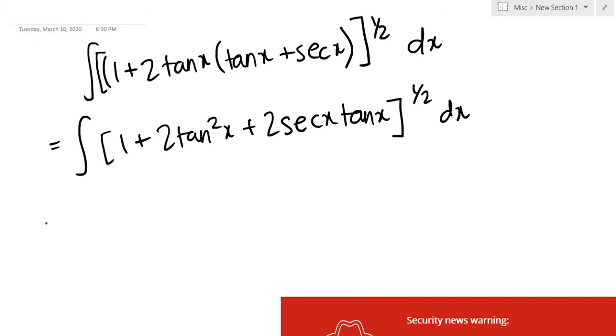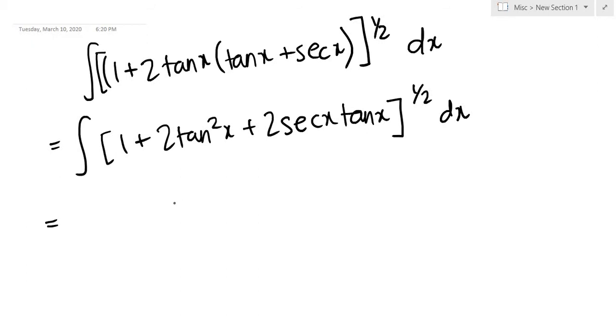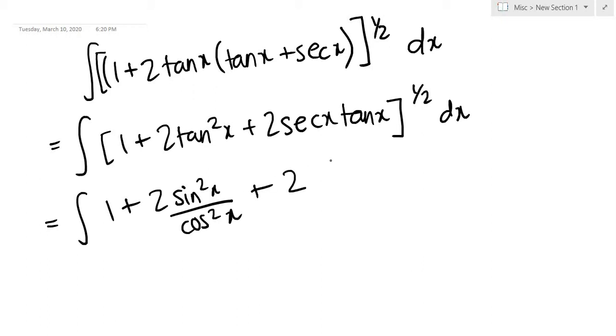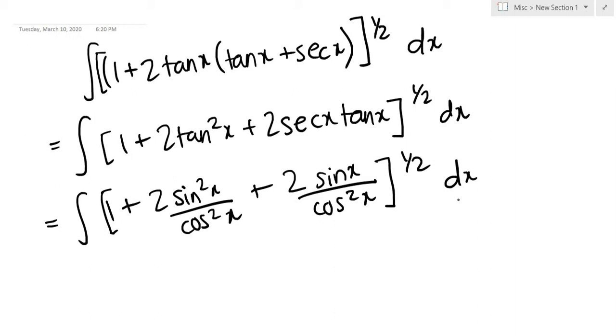Now looking at the abundance of the tangent and secant terms, I want to convert everything into sine and cosine. So let's go ahead and do that. Then we have 1 plus 2 sine squared x over cosine squared x, plus 2, well, we have the sine because of the tangent, sine x, over then secant x is 1 over cos, and then we have the cos from the tan. So we have a cos squared x, but everything is just raised to the 1/2 power dx.